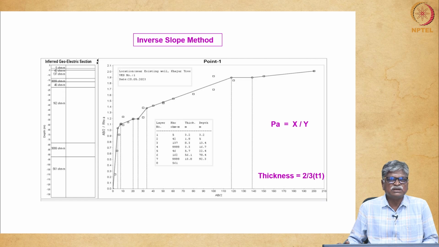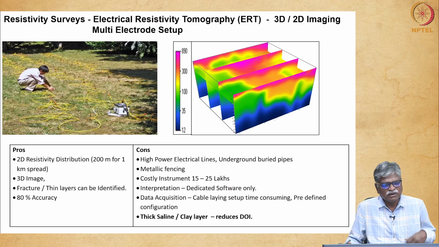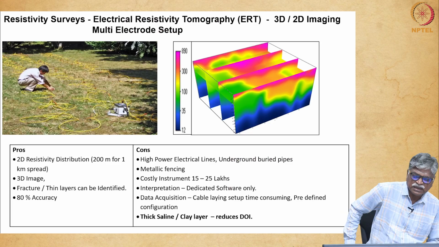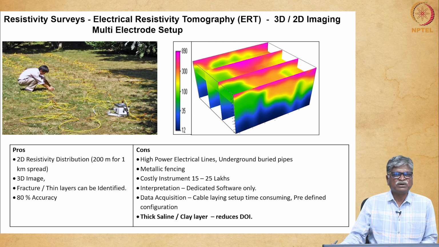There is one software, inverse slope method software. From that software we can find out the thickness of the layers and the resistivity of the individual layers. And one more, whatever I told, that is the electrical resistivity method. So far you have seen.